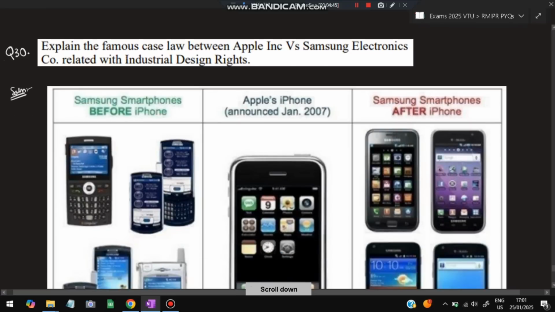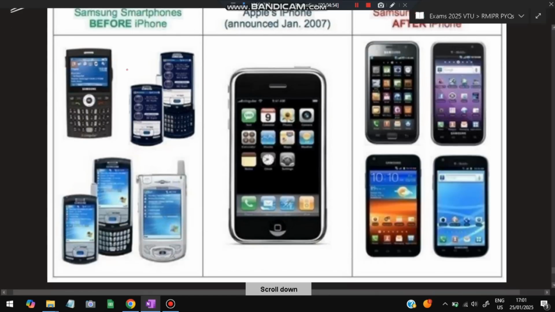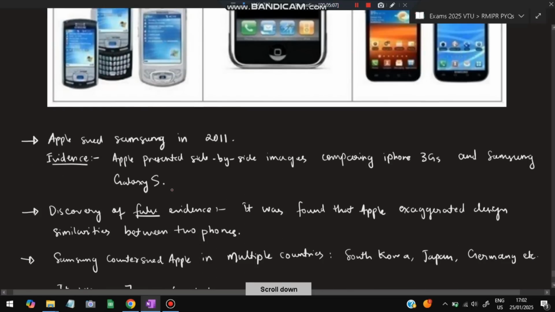Okay, moving on to the last super important question, we have: explain the famous case law between Apple and Samsung Electronics related to industrial design rights. Okay, so what happened is, before the iPhone, Samsung's phones were looking like this with the buttons and all, but after the iPhone came in January 2007, Samsung also started preparing these kinds of phones. Okay, so Apple told that you are copying me. So this is the fight happening between Apple and Samsung. So Apple sued Samsung in 2011, saying that it presented side-by-side images comparing iPhone 3GS and Samsung Galaxy S.